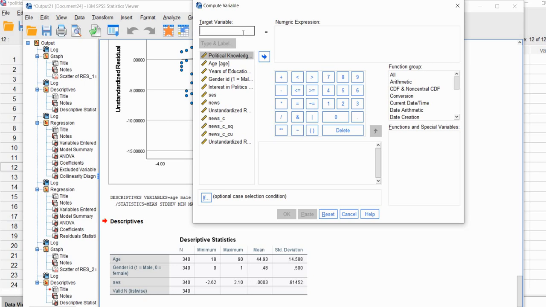And so now I'll create a new variable. I'm just going to call it political knowledge, or Pol_Know, and then we'll have a little underscore right here, and then we'll type in PRED right there.